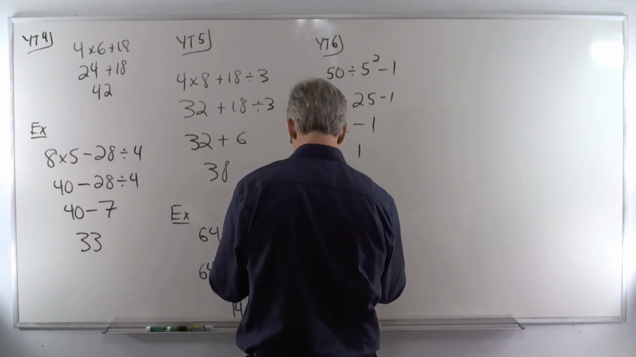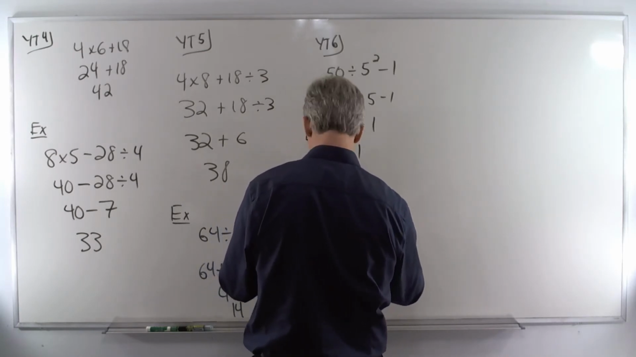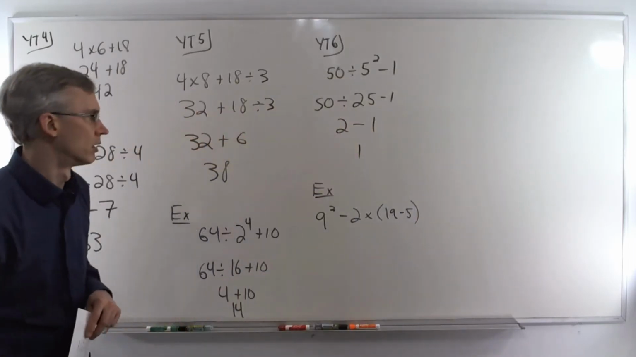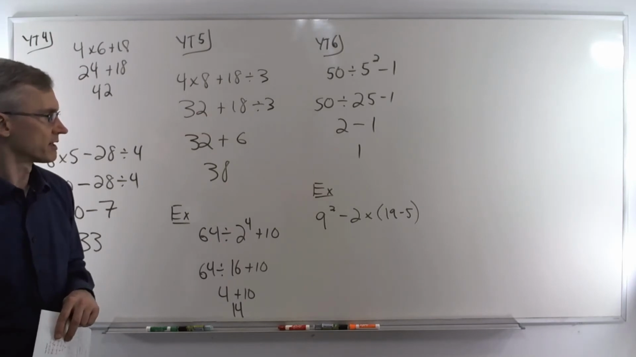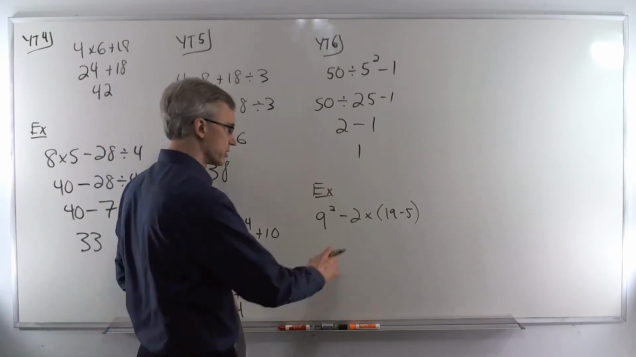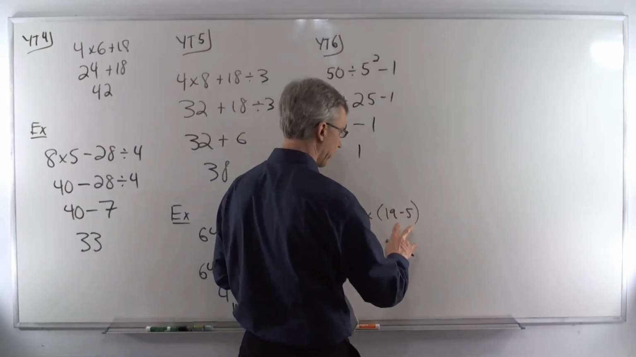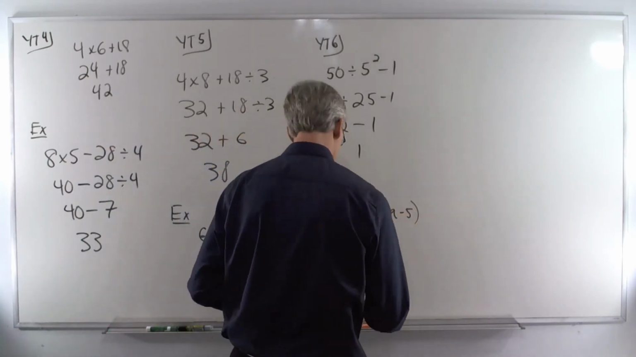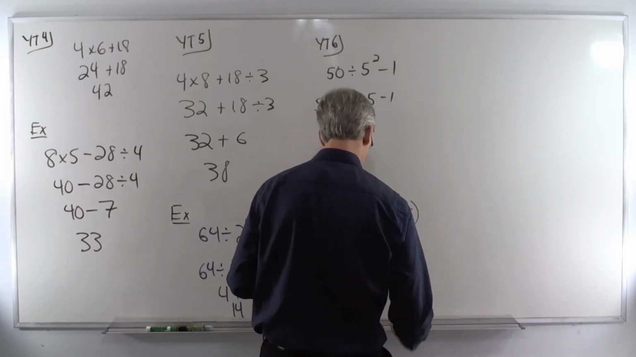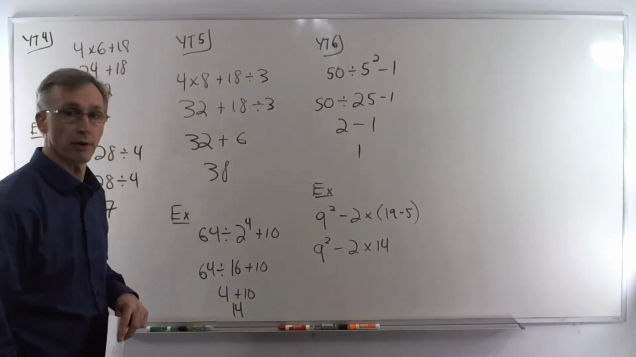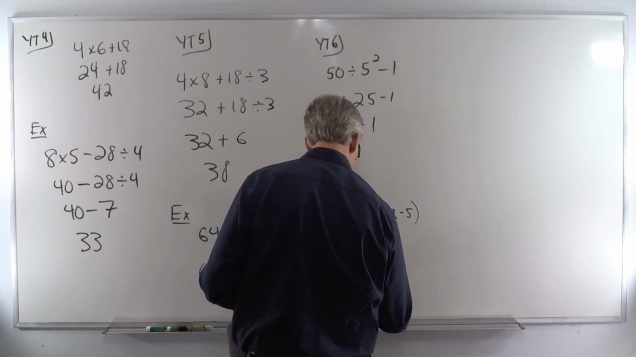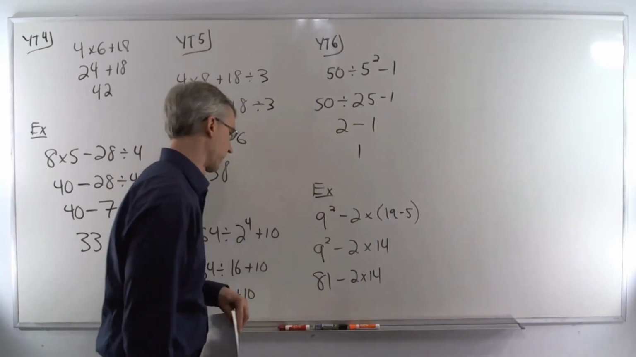Next example, we've got 9 squared minus 2 times (19 minus 5). Now we've got some parentheses. So we're going to start there. Inside parentheses, we just do order of operations. Ignore everything else. We're going to work inside here. We only have one operation, so this will be 14. That gives us 9 squared minus 2 times 14. After parentheses comes exponents. So we're going to do 9 squared to get 81. 81 minus 2 times 14.